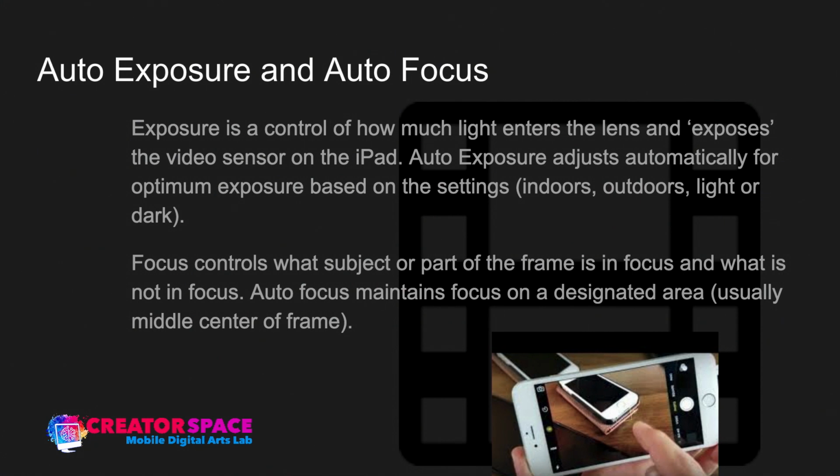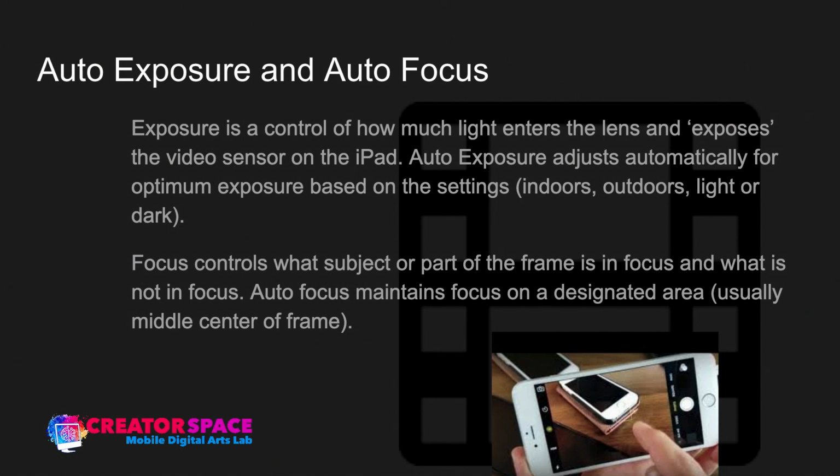Now the camera app is designed to do auto exposure and auto focus. So what does that mean exactly? Auto exposure is basically an automatic exposing computer app, and then autofocus is trying to focus automatically on what are the important subjects or what's in that square.